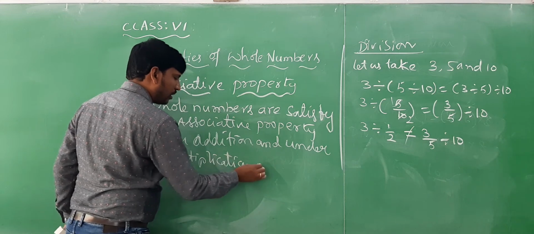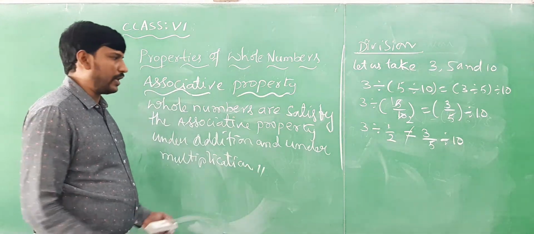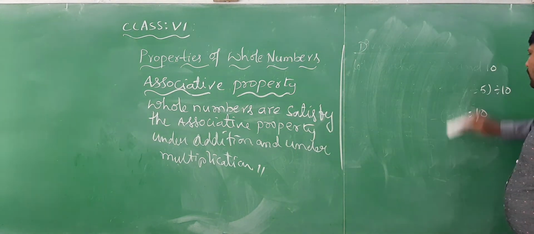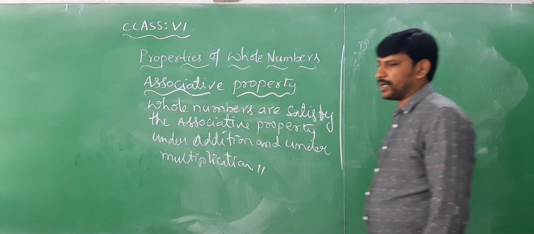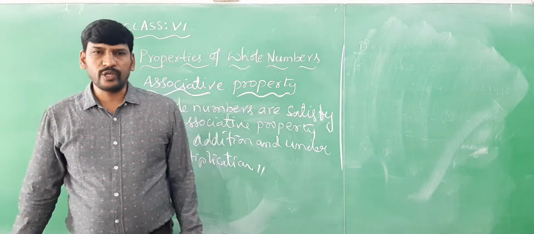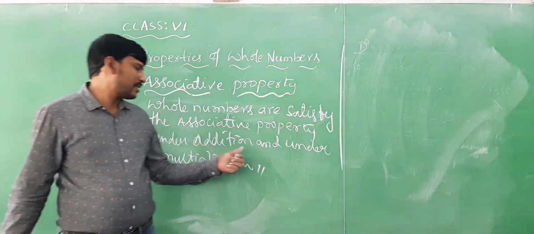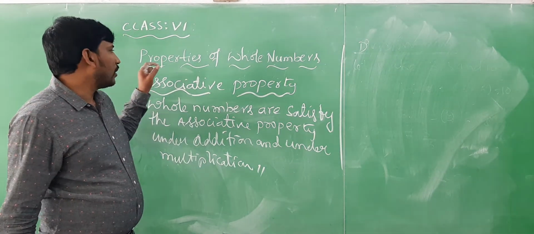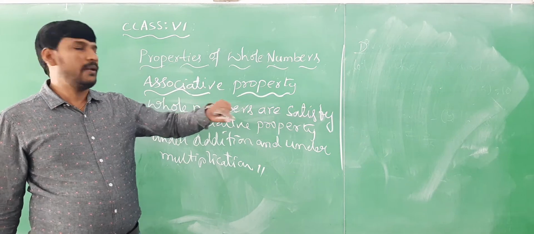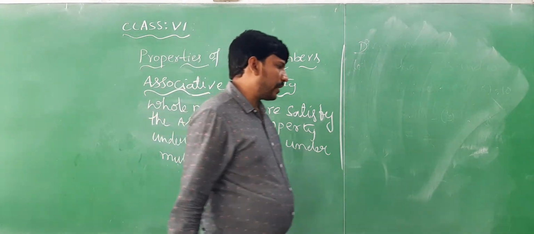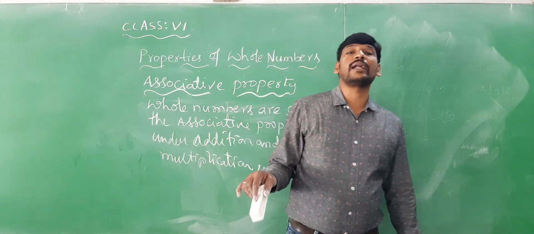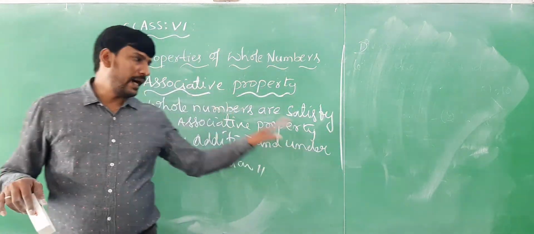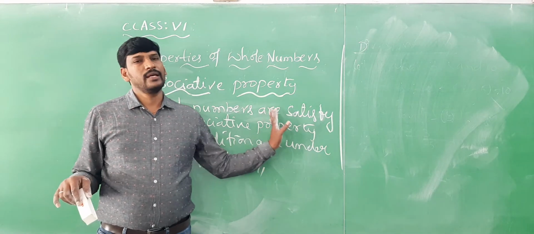need to solve two examples for each and every property. Is this clear, children? Okay, so whole numbers satisfy the closure property, commutative property, associative property under addition as well as multiplication only. So the whole numbers do not satisfy the closure property, commutative property, associative property under subtraction and division. Okay, and subtraction and division are not satisfied. Addition as well as multiplication will be satisfied.